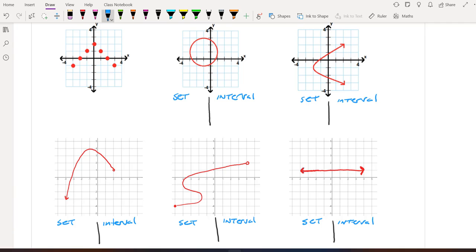Did you guys do that? I was writing an interval, not. Interval. All right. Yeah.